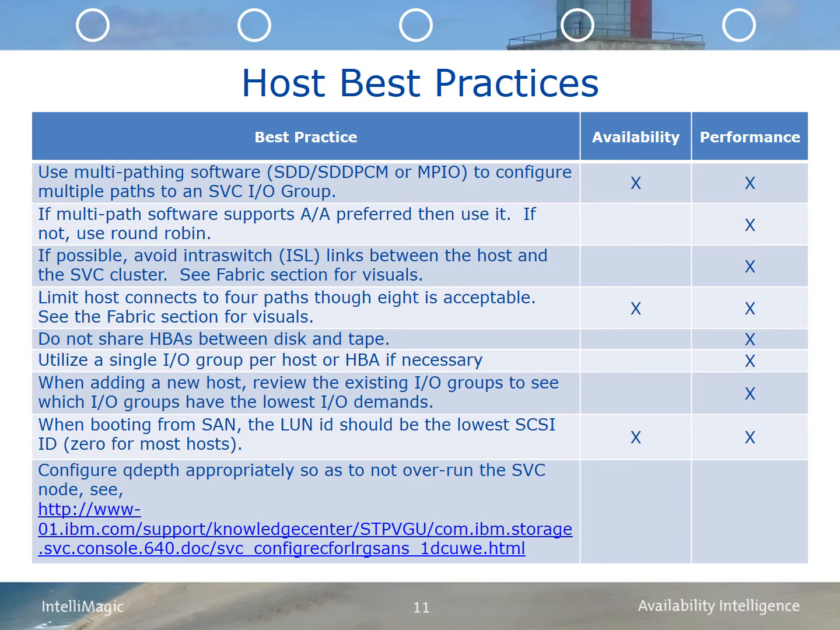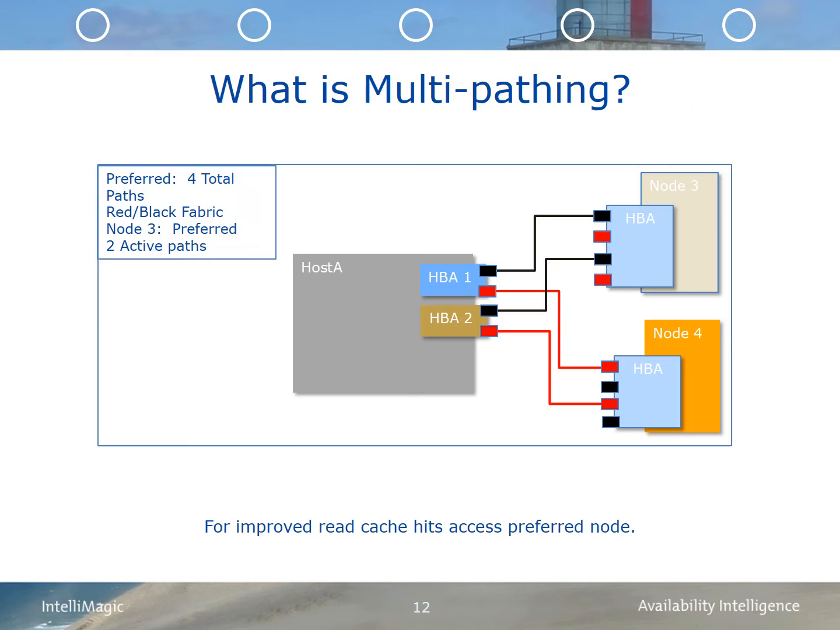When adding new hosts to an I/O group, add it to the I/O group with the lowest amount of workload. When booting from SAN, make sure that the LUN ID is the lowest SCSI ID, 0 for most hosts. Otherwise, your system may not boot. Configure the queue depth different from default only when it makes sense. In general, don't configure a larger queue depth setting than the SVC node I/O group can handle. In the next few slides, we'll go into more detail on each of these best practices.